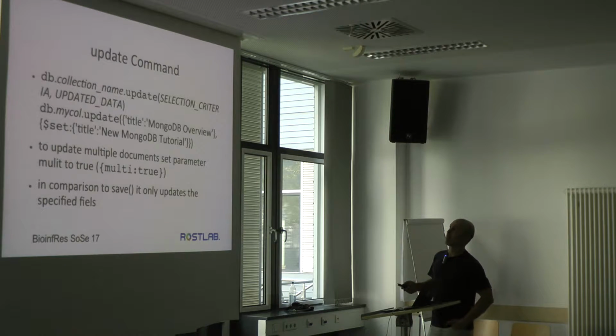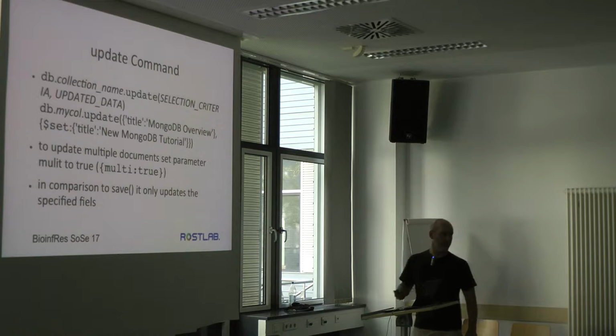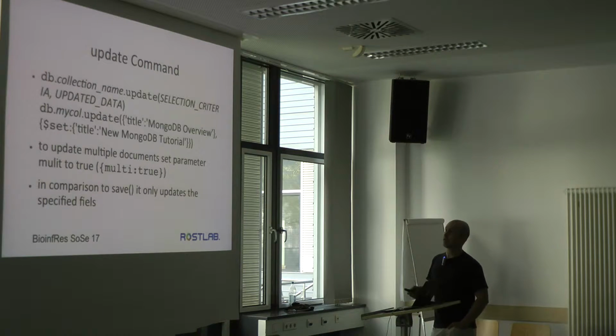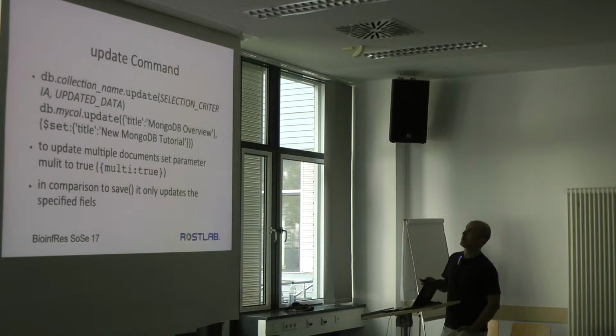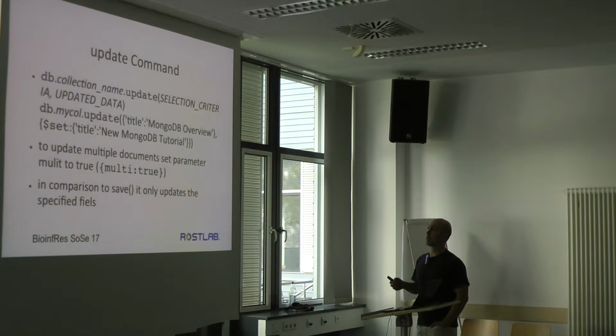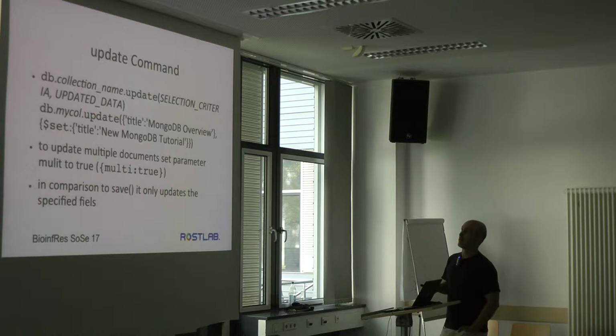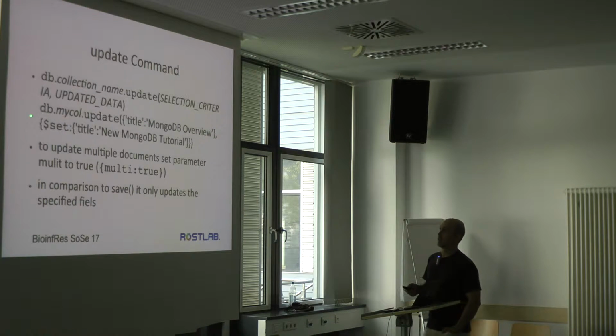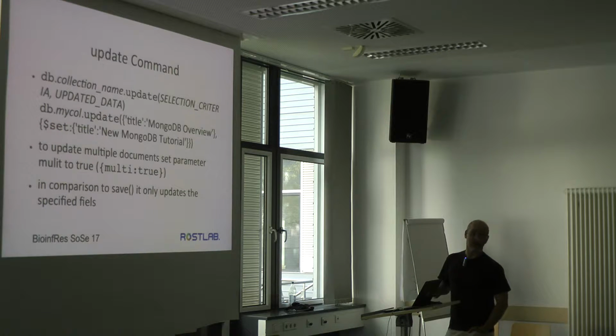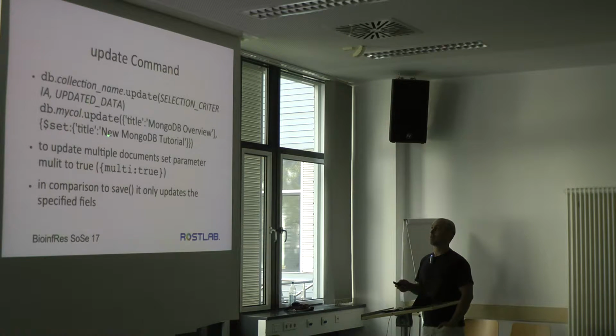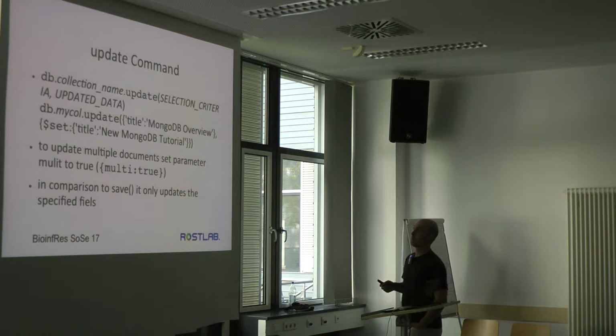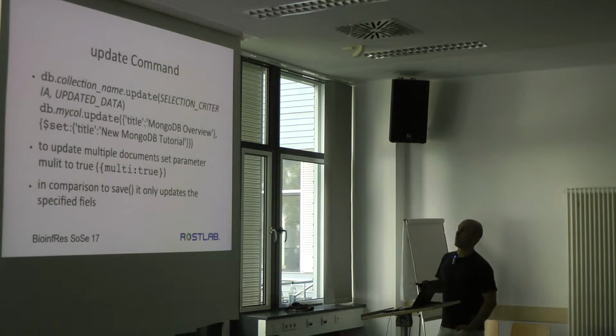Okay. So we can insert data. We want to modify the data. For this we have the update command. Of course, we have to specify which document you want to update. That's the selection criteria, and the update data. So it could be that we want to search for MongoDB overview documents, and then we have to use this $set, set the title to new MongoDB tutorial. So then we update this.